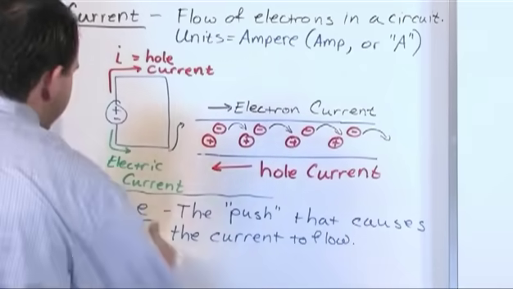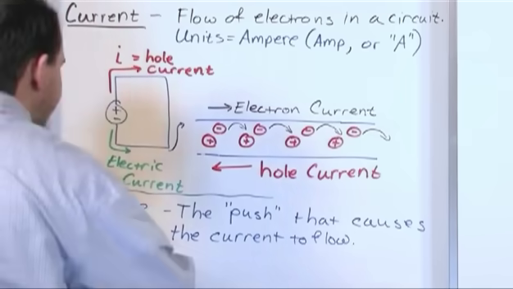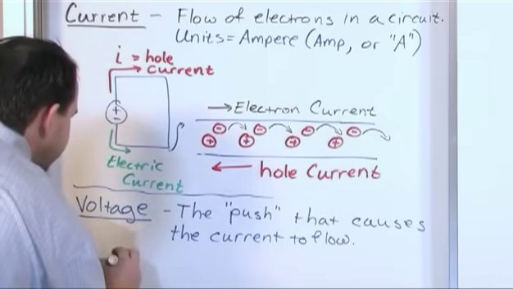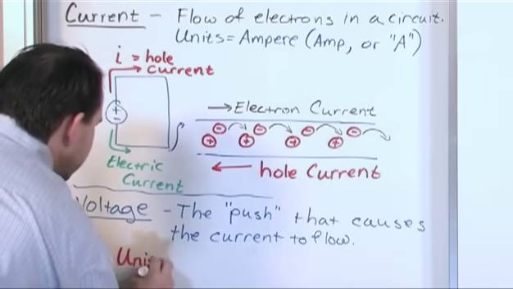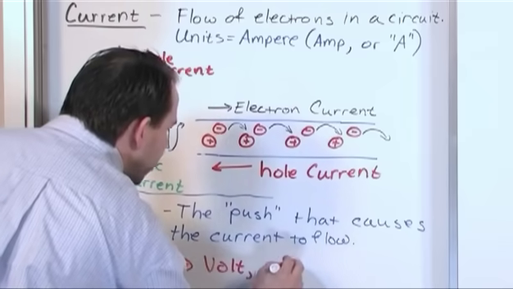So it always comes from a battery or some other source that you might get that's generated out of the wall. Now, for the units of voltage, the unit is the volt, or simply call it V.